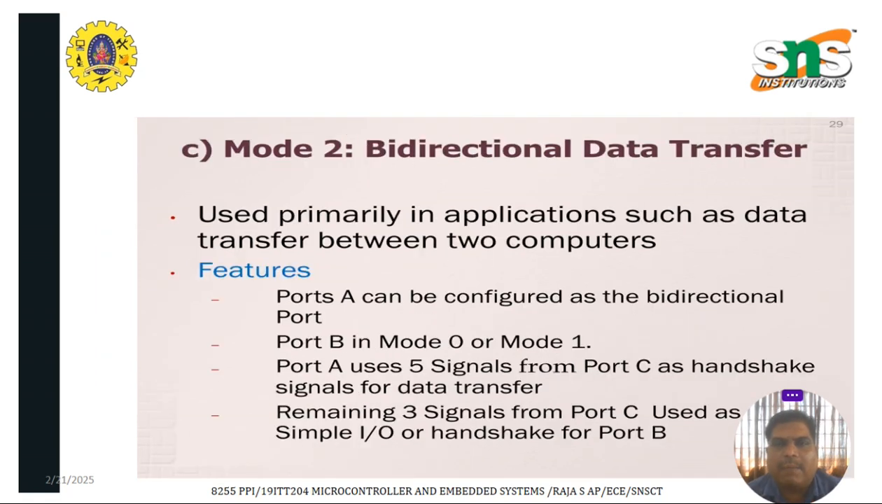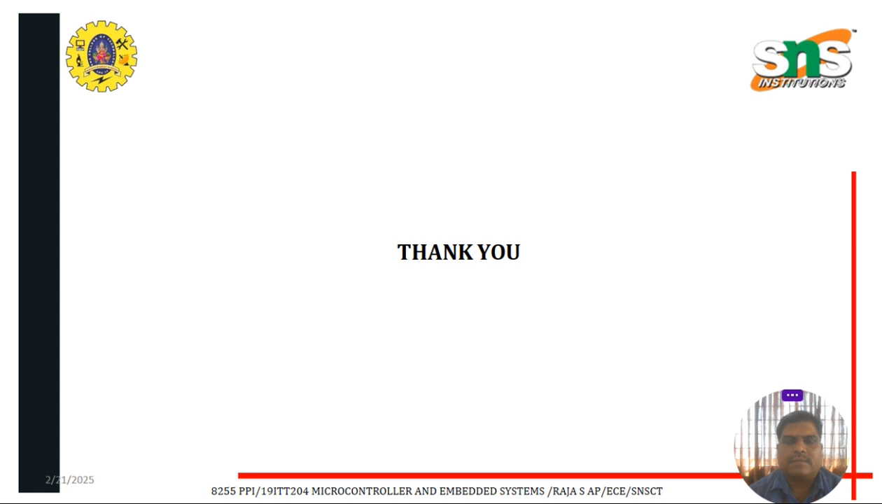Next is mode 2, bidirectional data bus, used primarily in applications such as data transfer between 2 computers. The main features of this mode 2 are: port A can be configured as the bidirectional port, and port B in mode 0 or mode 1. Port A uses 5 signals from port C as handshake signals for data transfer. The remaining 3 signals from port C are used as simple input output or handshake for port B.